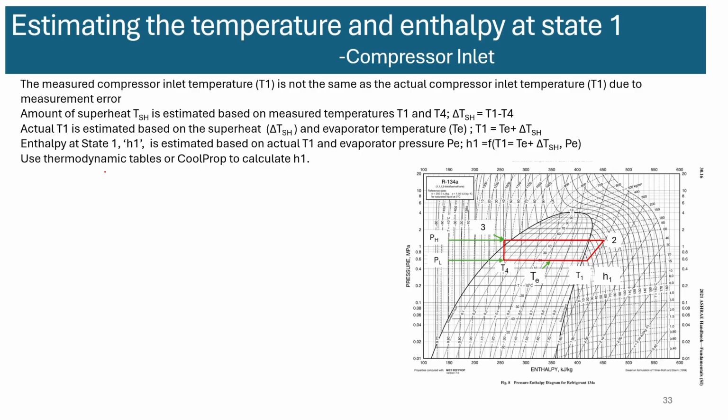Now let's look at estimating the temperature and enthalpy at state 1. So the temperature, ideally, you would think that, oh, we are measuring T1. So T1 is the inlet temperature to the compressor. So that's what the value we should be using. However, we shouldn't use this value directly as the inlet temperature to the compressor. Instead, we should use the calculated value for T1, which is TE plus delta TSH. For the same reason that we had mentioned before.